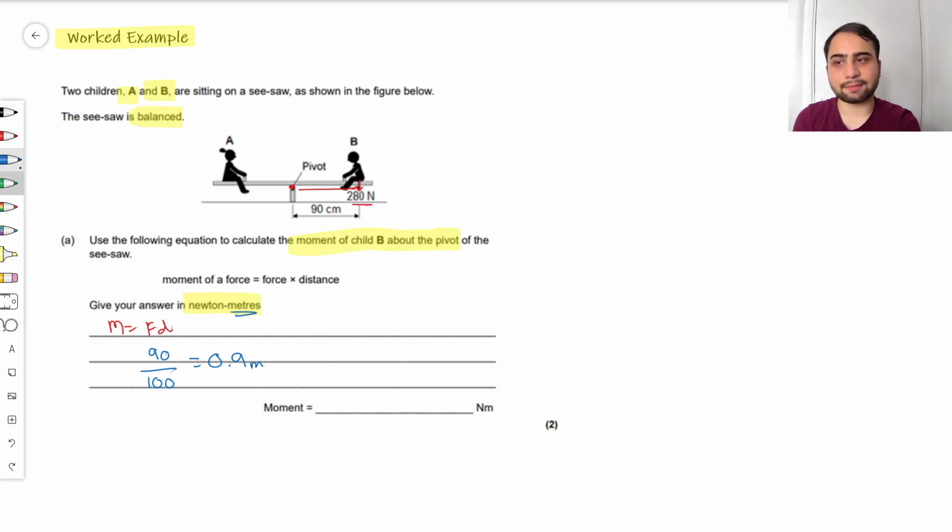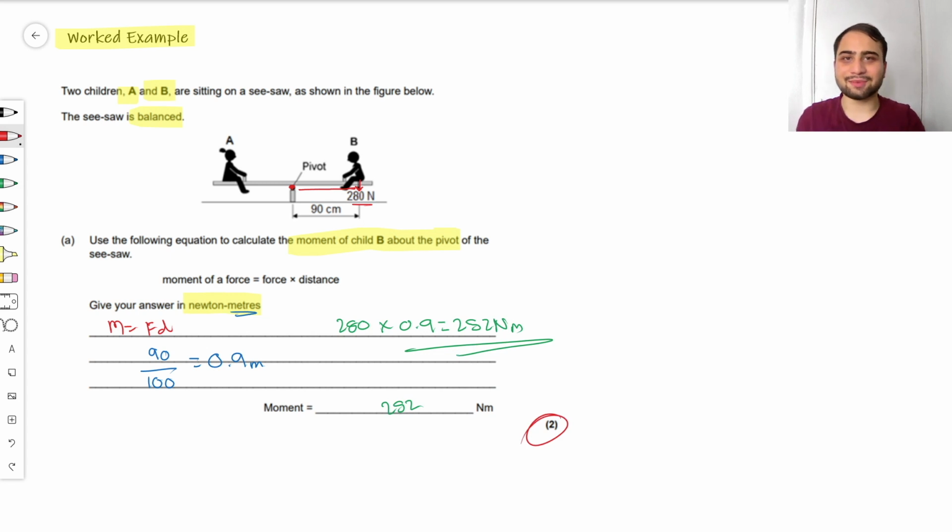Now all we do is substitute our values in and multiply them together. So, moment equals force, 280, multiplied by distance, which is 0.9, and that gives us 252 Newton meters. That's our answer right there, 252. And that is 2 marks right there.